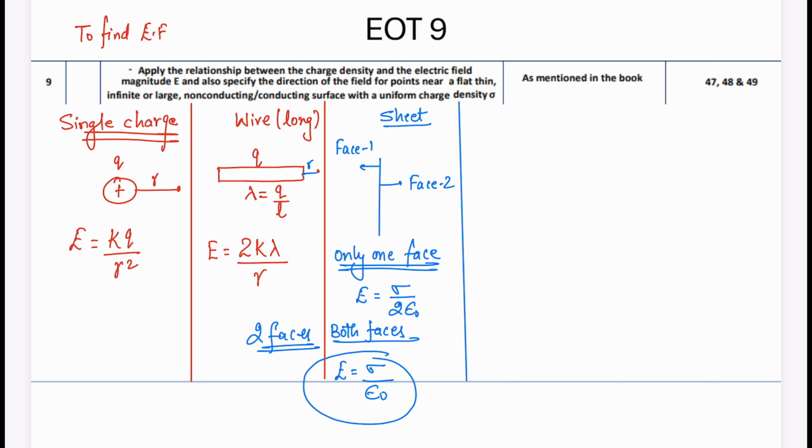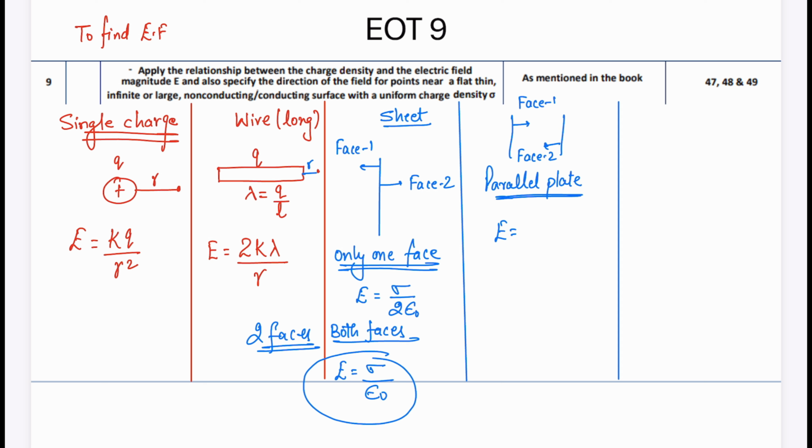This is for two faces. Remember this thing. I'll give you a hint here. If you have a question like this, this is called parallel plate. Even in terms of capacitors you will get this same word, parallel plate. So one face this side, face 1, one face this side, face 2. If you want to find the total value, E is equal to E1 plus E2. In that case, your net value is sigma by epsilon naught. Remember this thing. This is very, very important.